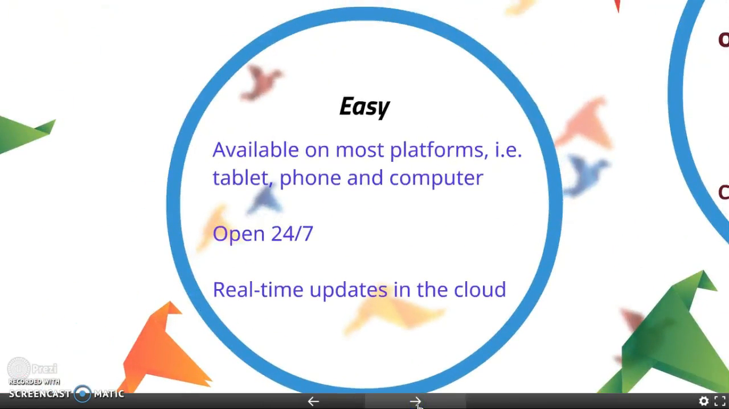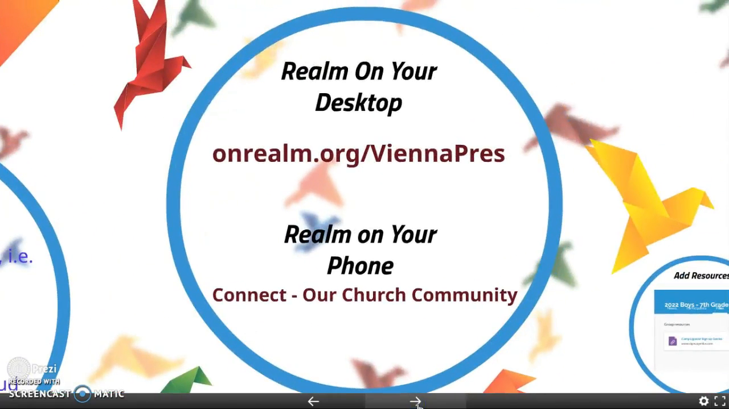Realm is very easy to use and is available on most platforms. It's 24/7 and it's available in the cloud, so it's real time. If you make an update, those changes have been made. And now you're able to access some of the information that we've had about our membership that can help you dig deeper. You can get Realm on your desktop at this site, and you can also download an app for your phone, which is called Connect, our church community, available in either the iTunes or the Android store.